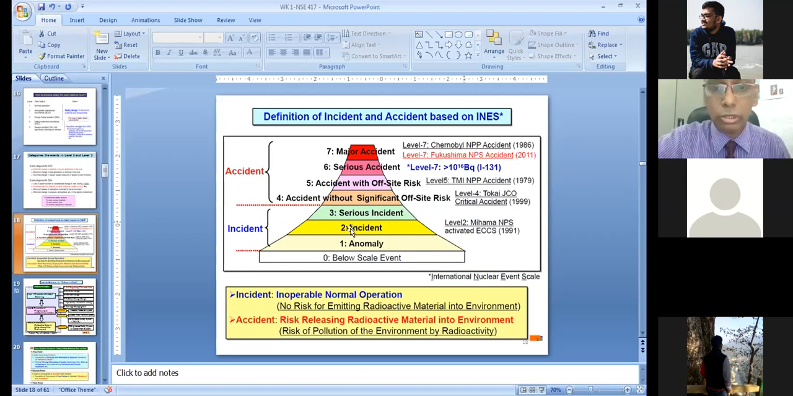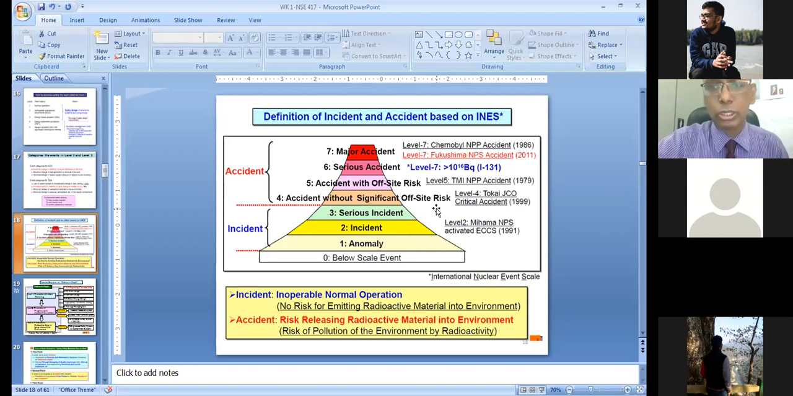Now, level 3, serious incident. Serious incident means it is going to become an accident, so abnormality is very high. In that case, you have to make preparations, also for the emergency core cooling system. Now, level 4, accident without significant offsite risk. It is an accident inside, maybe a power trip or a turbine trip has happened, but outside there is not much risk.